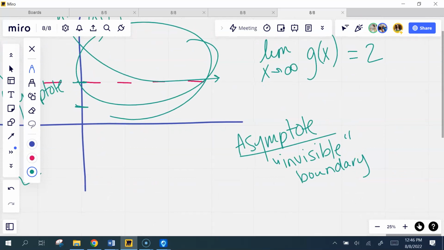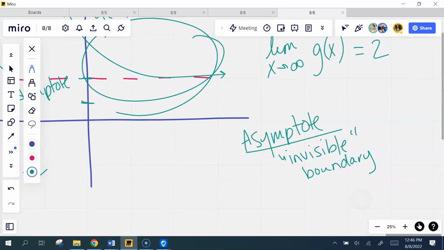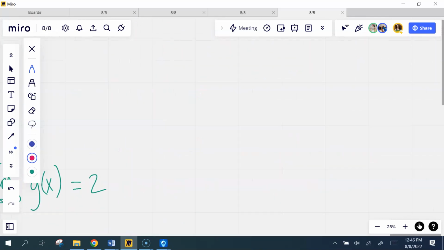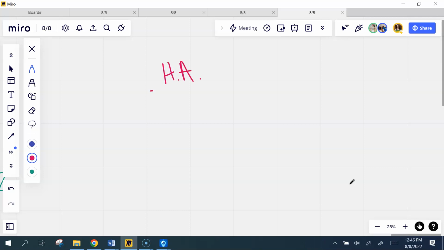All right, do we all know what asymptotes are? Let me formally define an asymptote for you then. A horizontal asymptote, which I will call HA.